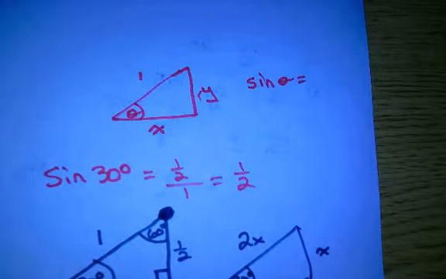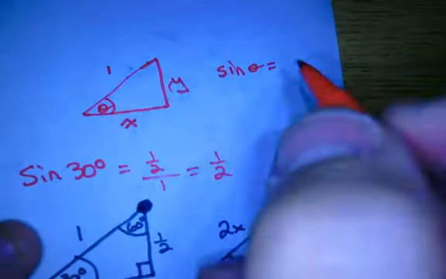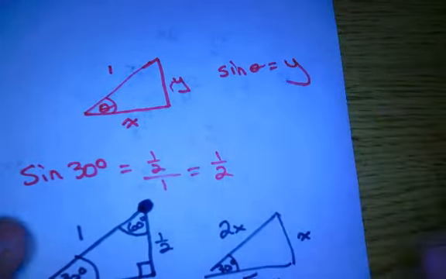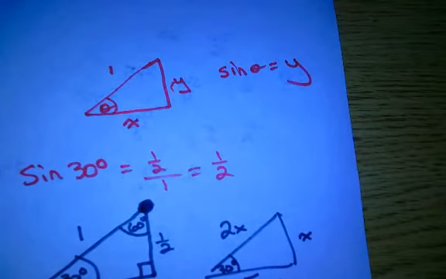It's not y over x. It's y over 1, which is just y. Now, is that important?